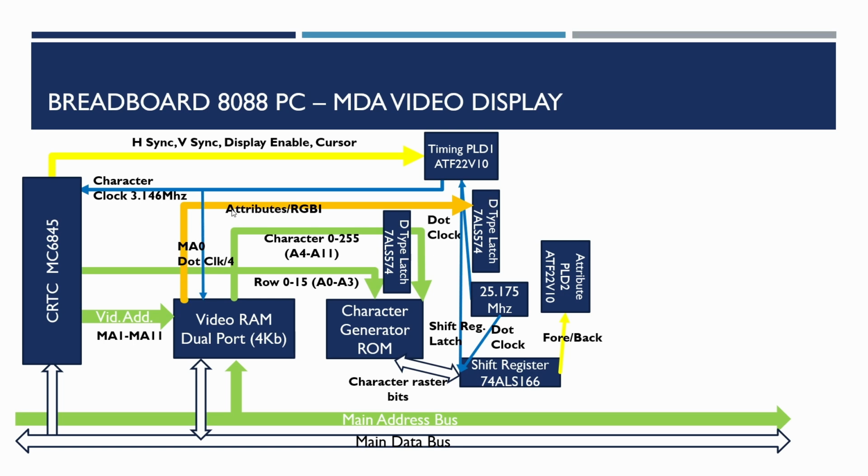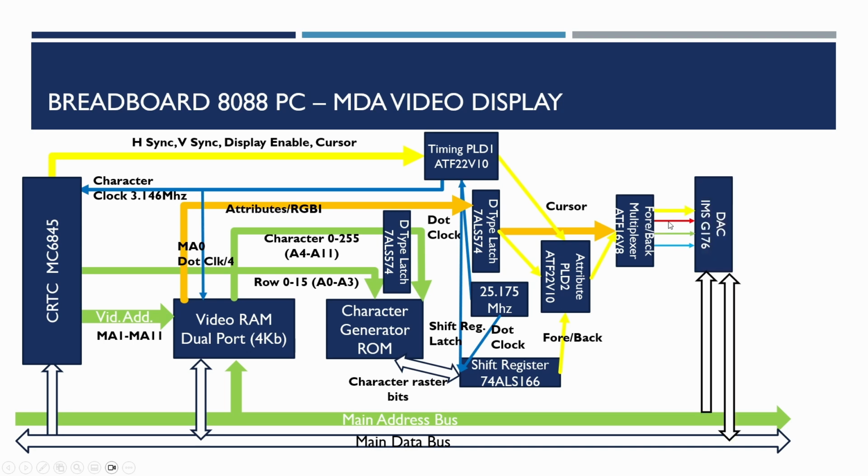This contains the inverse video, underline, intensity information, or could be used for red, green, blue and intensity if we were using color mode. Then, in addition to the attribute data coming out, we've got the cursor information, and that's all going into a multiplexer to determine whether or not we're showing the foreground or background color. And even when we're in monochrome mode, we have basically 4 video levels. We have black, and then we have the brightest green, and then we have 2 levels of intermediate green. So even in monochrome mode, there's effectively 4 possible output colors.